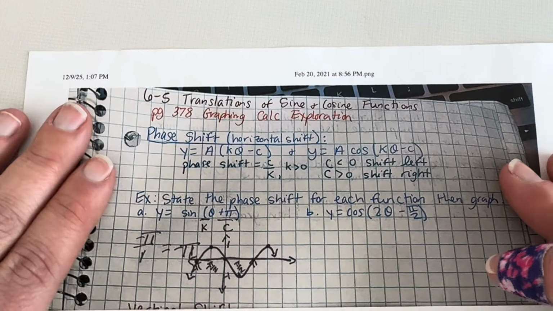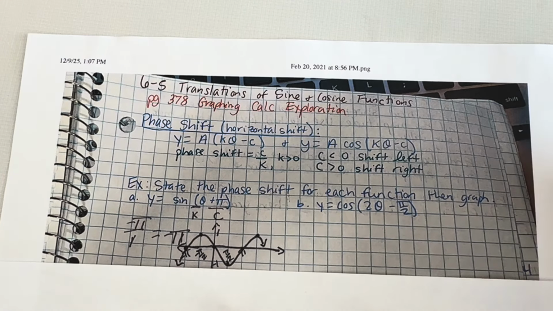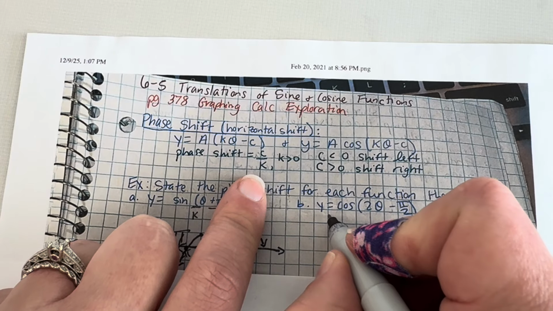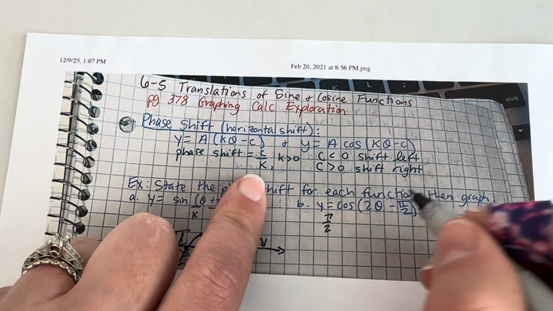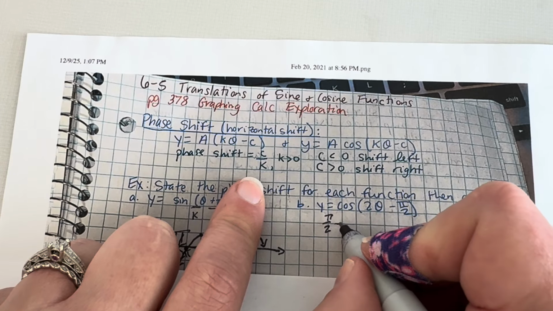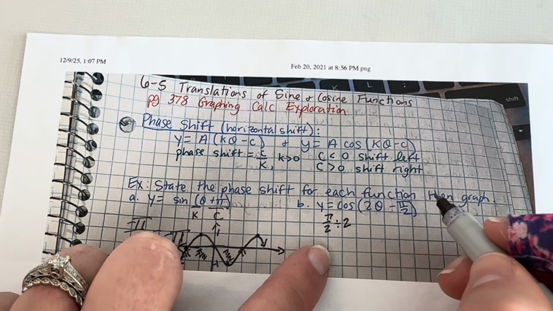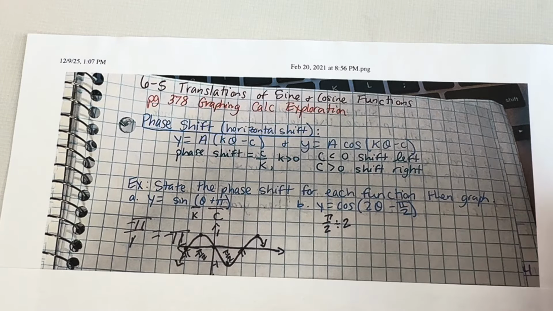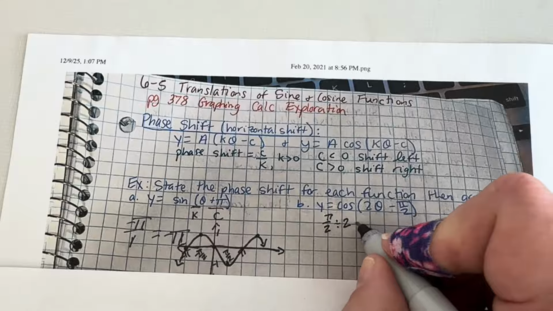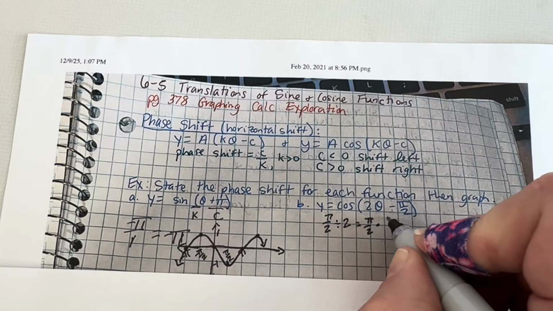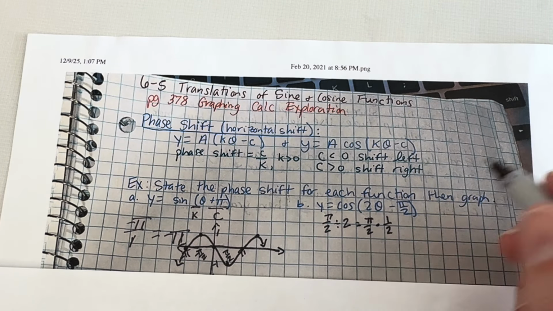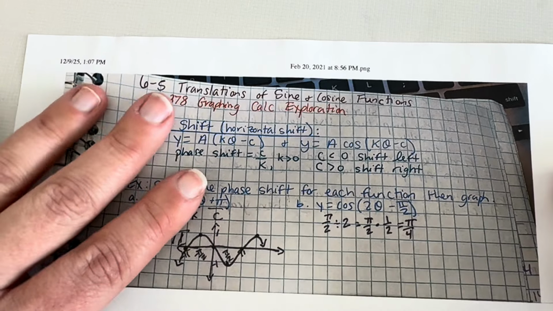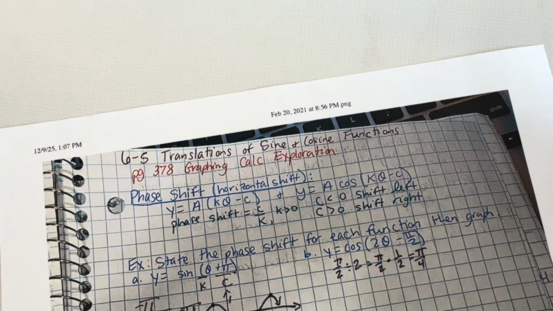My cosine graph here, I'm going to take a look at that the same way. So I'm going to do my C over K. My C is this thing added on, pi over 2, and then I need to divide that by my K, or I'm going to say divide it by 2 because I don't want to do another fraction below that. So this is going to equal pi over 2 times 1/2, flip that, and that means my phase shift is going to be over to pi over 4. So let's take a look at what that would look like on my graph here.